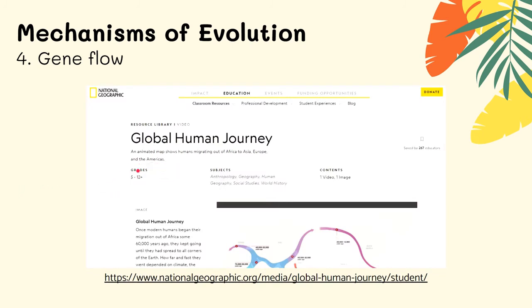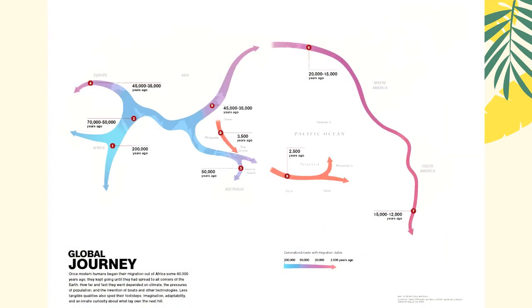This is an infographic from National Geographic, Global Human Journey. I recommend that you visit this part of their website. I'll provide the link in the description below. So this is their map that shows us the global journey of the human species.